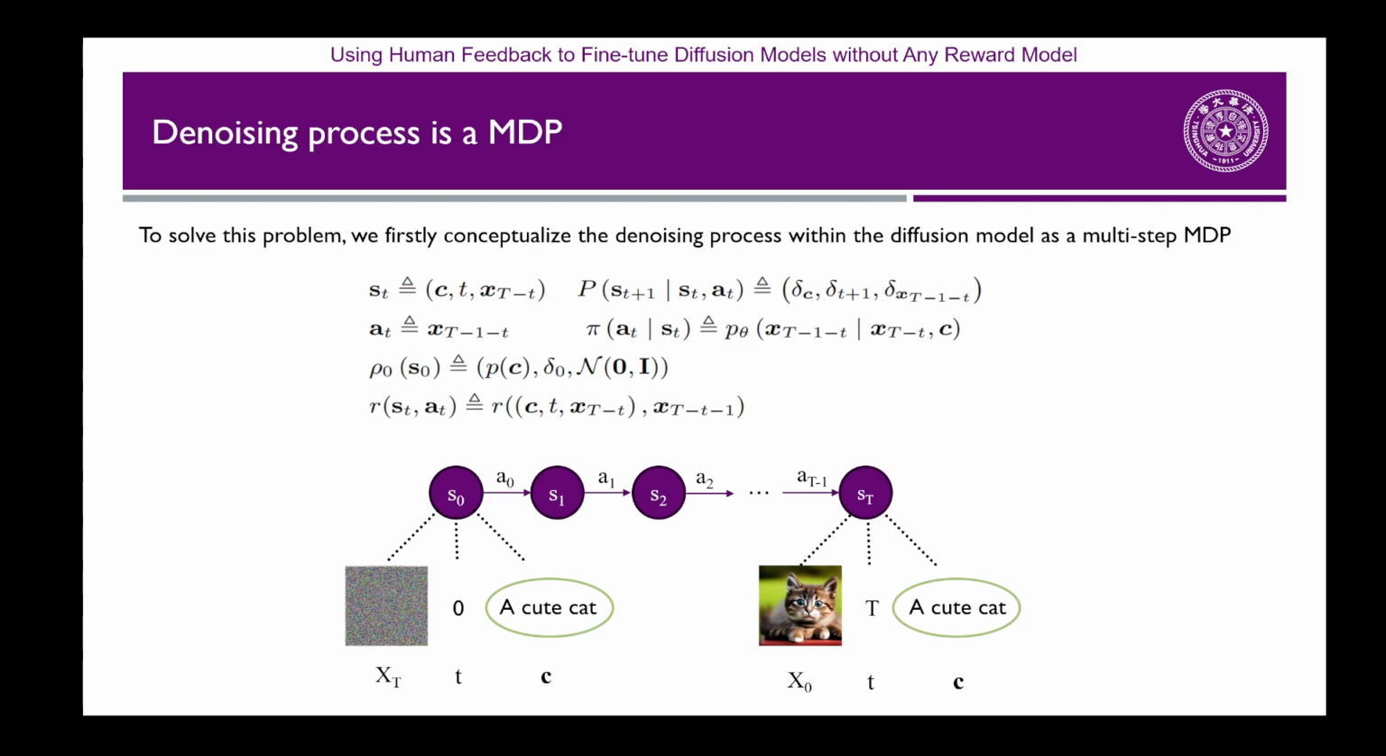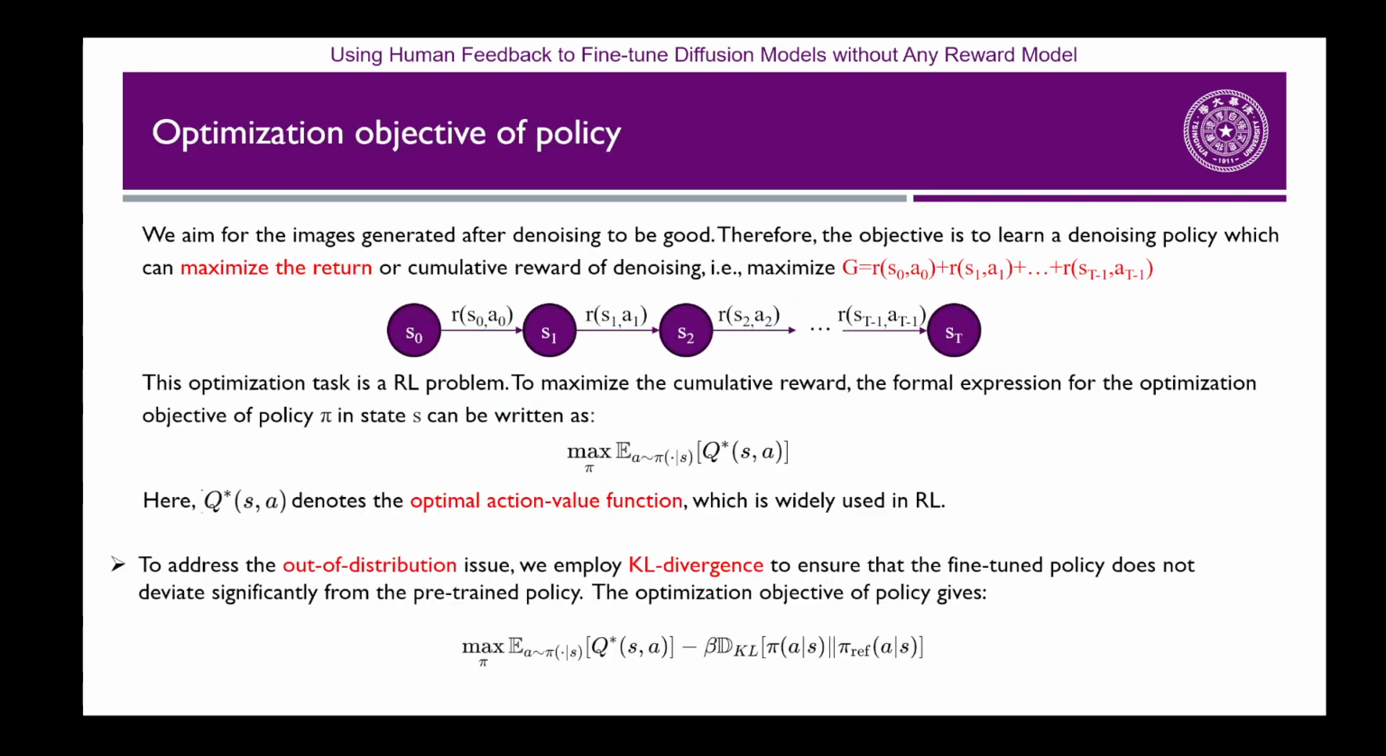Here's a concrete example. S0 comprises the Gaussian noise xt, denoising time 0, and the text, a cute cat. After t denoising steps, the state transitions to St, where it includes the denoised clean image x0, denoising time t, and the same text, a cute cat. We aim for the images generated after denoising to be good. Therefore, the objective is to learn a denoising policy, which can maximize the return or cumulative reward of denoising. This optimization task is our RL problem.